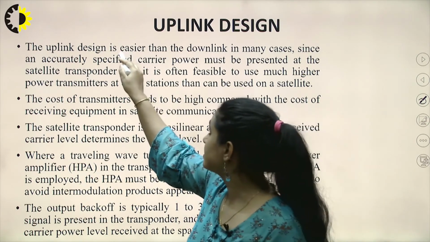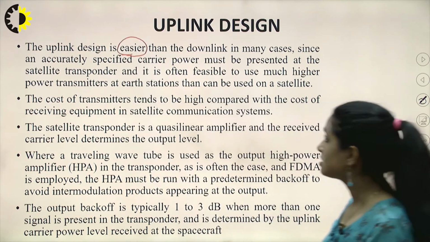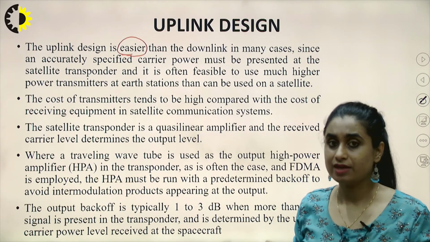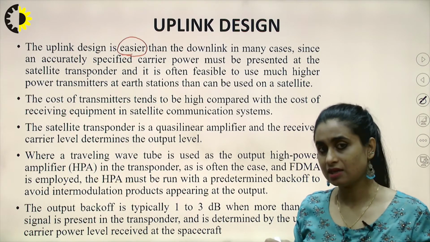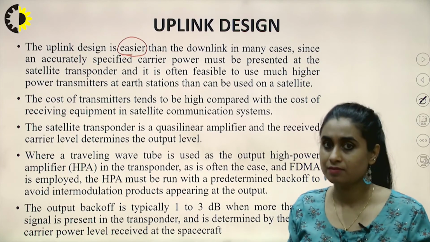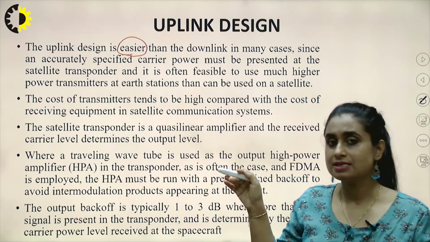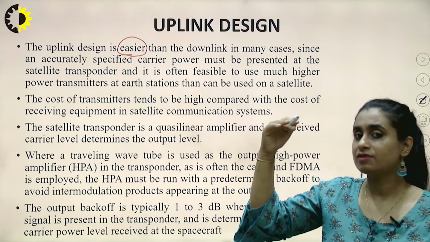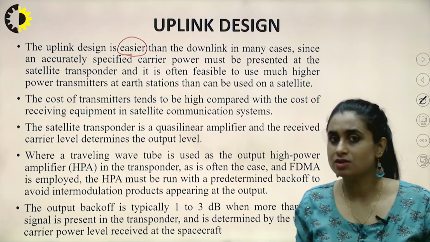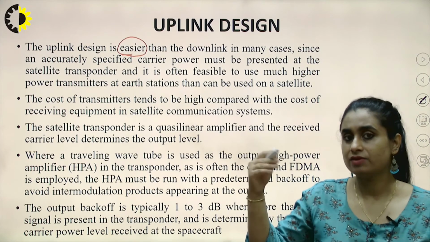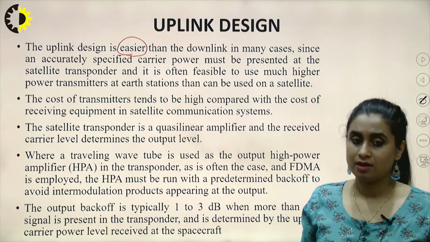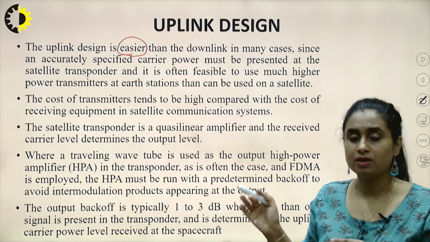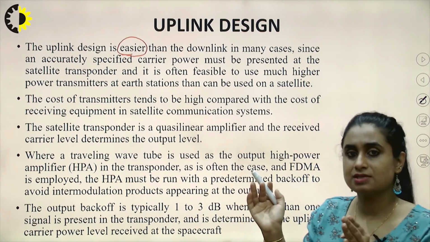This calculation is easier because we are pretty much aware of the transmitted power that we are transmitting from the earth station, and that is in our control. We can use even very high power. Whereas in case of downlink, as the power comes from the satellite, we cannot exceed it after a certain limit, because that will add to the cost. We cannot even overload our satellite with more transponders or more transmitting power, because that will add to the cost of the satellite.